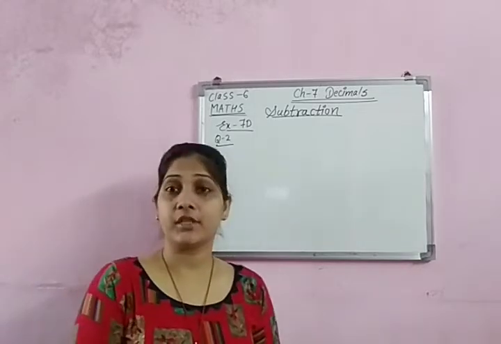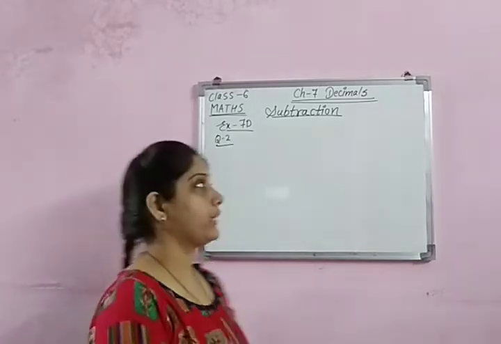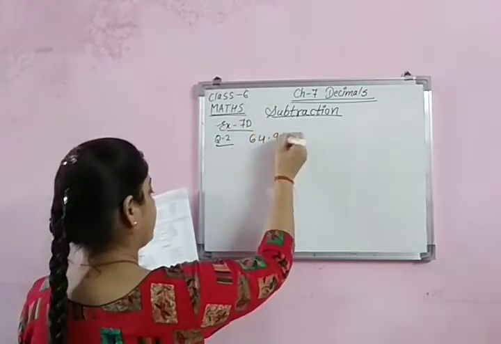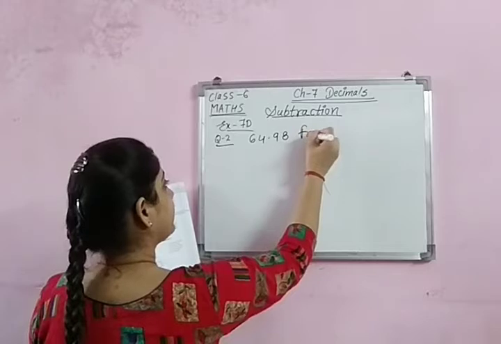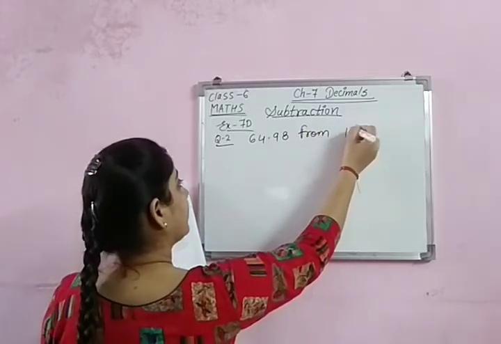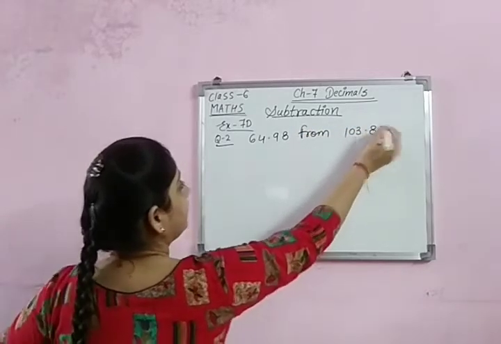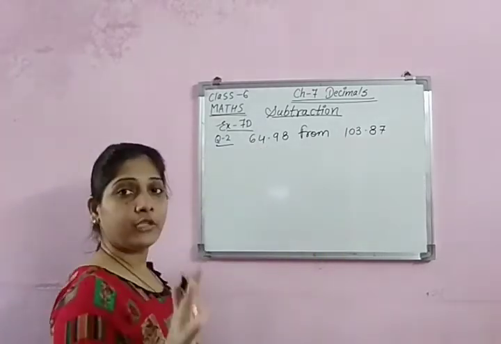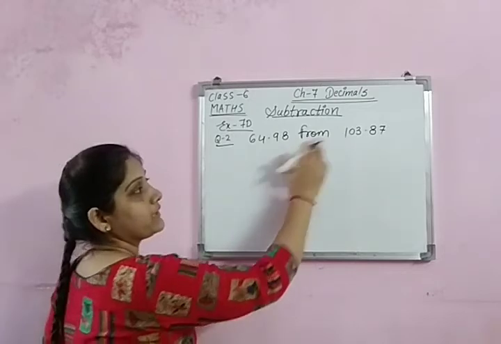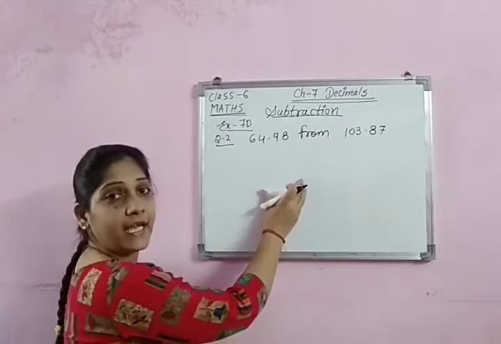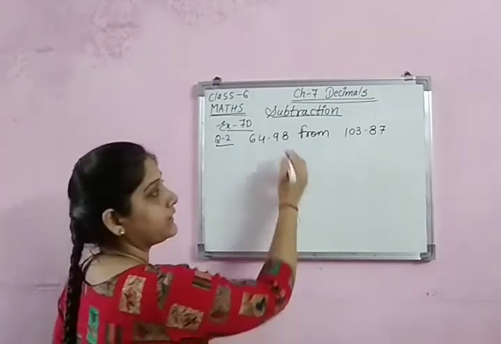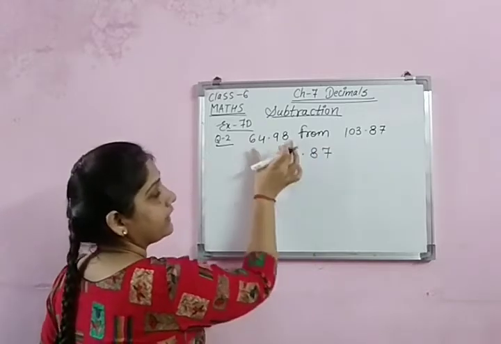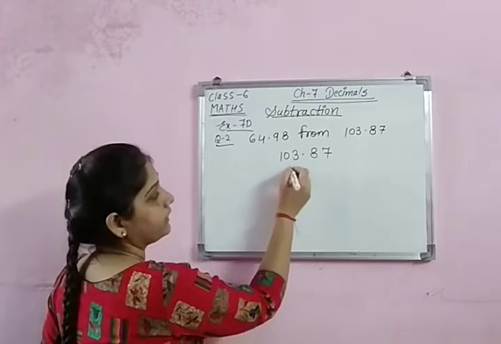So I'm sharing question number 2 in the starting. The very first question is question number 2. I am writing the question: 64.98 from 103.87. You have to subtract this decimal number from this one. We know the concept of "from". Whenever "from" is given, this number is to be written at first and this one is to be written at the bottom of this one.